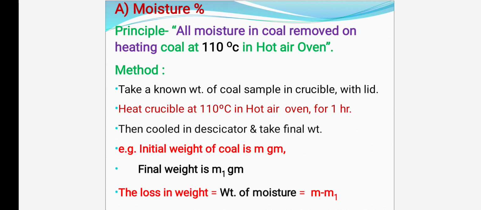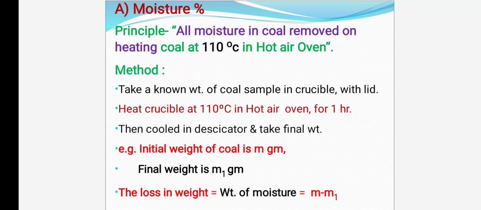Now here is a question: why do we cool in a desiccator? Dear students, what are we removing here? We are removing percent moisture, that is, the moisture present in coal. So after 60 minutes treatment in the hot air oven, you are not free to keep it open in the room. What will happen? Moisture present in the room will again enter the crucible, and here our task is to remove moisture. So you are not supposed to cool it open in the environment. You have to cool it in the desiccator.